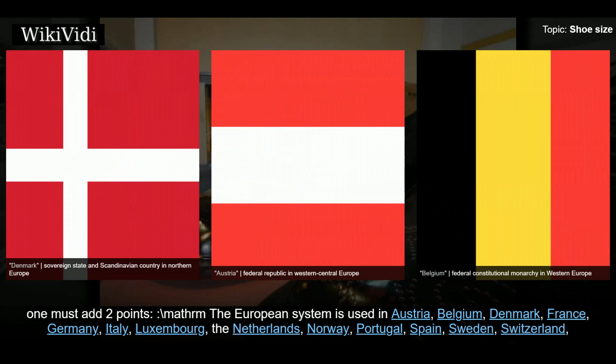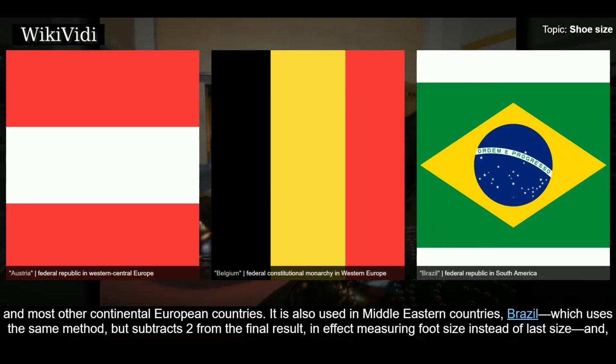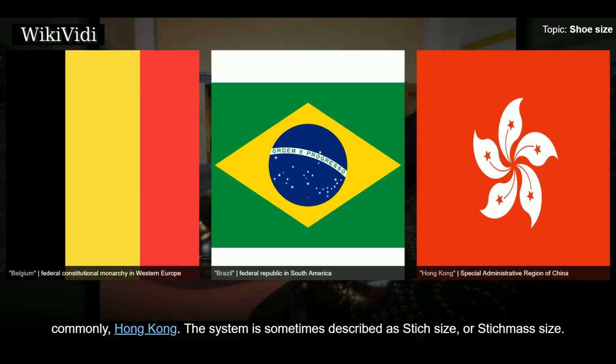The European system is used in Austria, Belgium, Denmark, France, Germany, Italy, Luxembourg, the Netherlands, Norway, Portugal, Spain, Sweden, Switzerland, and most other continental European countries. It is also used in Middle Eastern countries, Brazil, which uses the same method, but subtracts 2 from the final result, in effect measuring foot size instead of last size, and, commonly, Hong Kong. The system is sometimes described as stick size, or stickmas size.